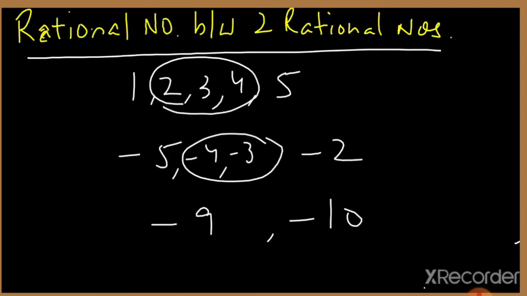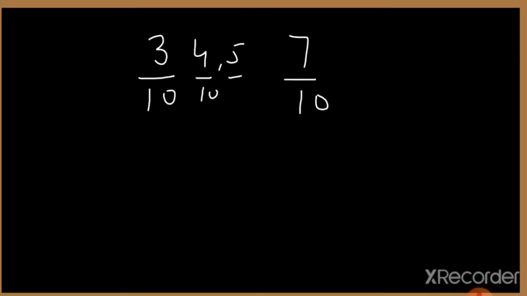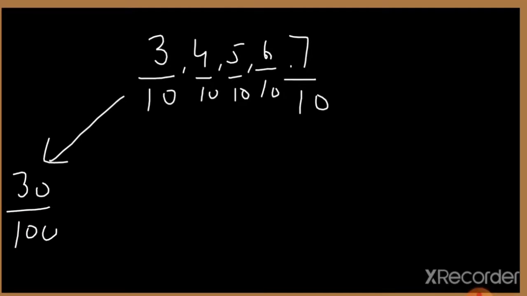Now, if I ask you how many rational numbers are there between 3 by 10 and 7 by 10, I hope you will be able to answer: 4 by 10 is there, 5 by 10 is there, and 6 by 10 is there. So you will answer that there are three rational numbers between 3 by 10 and 7 by 10. Okay children, now can we write 3 by 10 as 30 by 100?